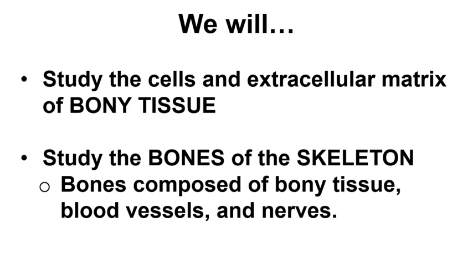So we will study bone from two perspectives. The first is as a tissue, so that is, we will examine the cells and the extracellular matrix of bony tissues. And the second perspective is that we will examine the bones of the skeleton as a whole, because whole bones are composed not only of bony tissue, but they also have structures that are associated with them, such as other connective tissues, blood vessels, and nerves. So we'll begin with the functions of the bones and then the skeleton as a whole, and then we'll examine more closely bony tissue.